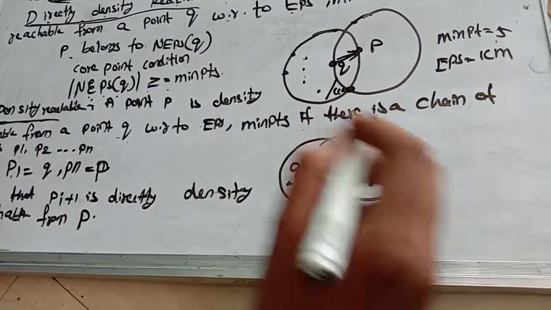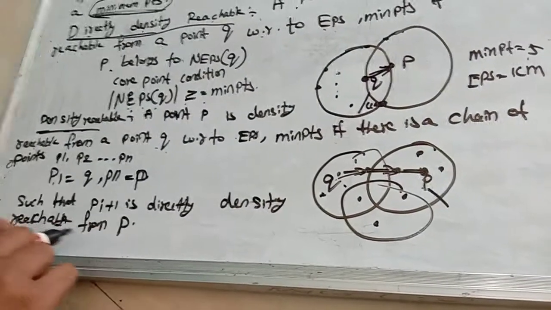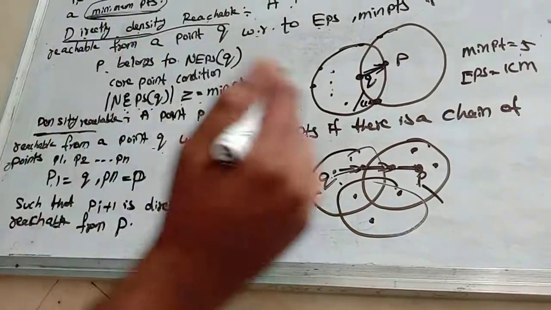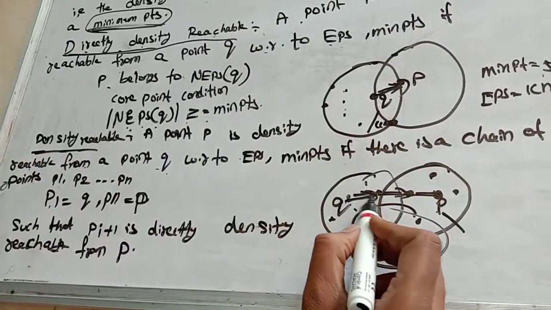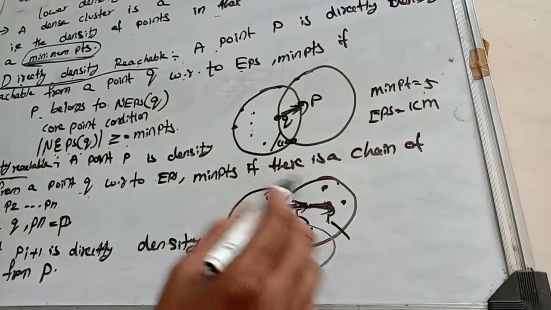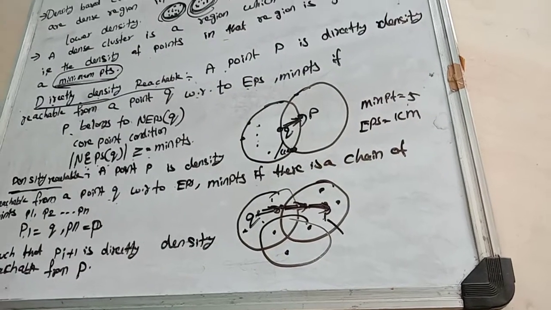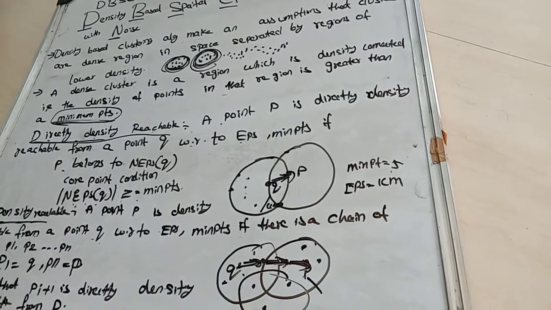Such that Pi plus 1 is directly density reachable from Pi. These are the 2 terminologies. One is directly density reachable, where Q is directly reaching P. The second one is density reachable, where with a chain of points we are reaching P. These are the 2 important terminologies. In the next video we will see one more thing, called density connected. Thank you very much.